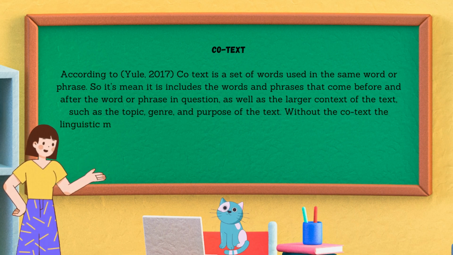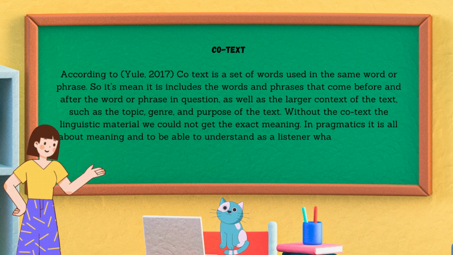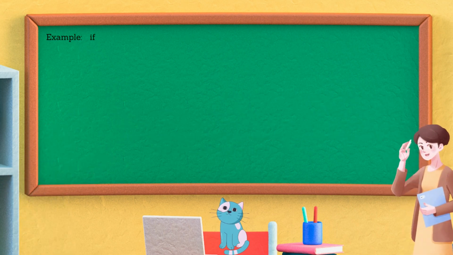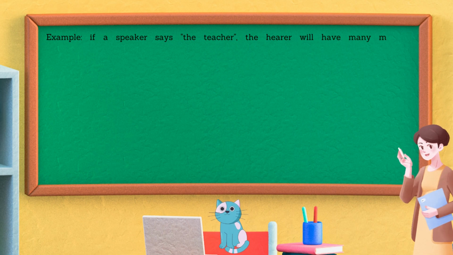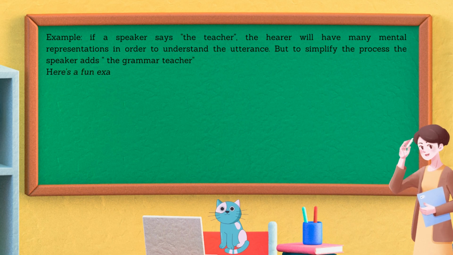Without the context, the linguistic materials, we could not get the exact meaning. In pragmatics, context is all about meaning, and to be able to understand as a listener what the speaker is referring to, you need some addition. For example, if a speaker says "the teacher," the hearer will have many mental representations in order to understand the utterance. But to simplify the process, the speakers add "the grammar teacher."